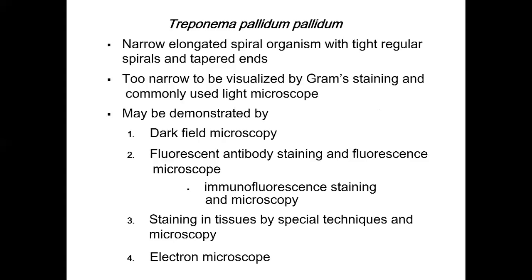If we look at Treponema pallidum, the one that was well known as Treponema pallidum, it is a narrow, elongated spiral organism with tight, regular spirals and tapered ends. Again, that description would make sense to people who see all of them at the same time. So they can gauge the regularity of the spirals and the tightness. With that, they can see the differences and identify the species.